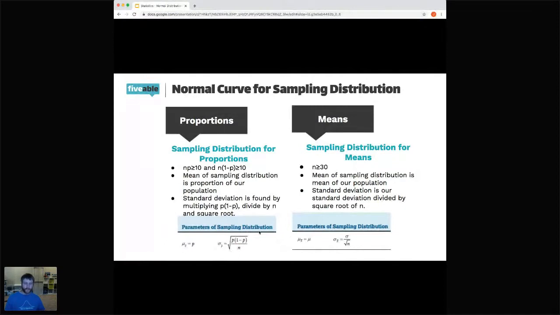Really, for sampling distributions, that's all you're calculating. For means, you take the mean you're given. That's your mean. You don't change that, the way you put it in your calculator as we did before. And then for your standard deviation, you take the standard deviation you're given and divide it by the square root of n. So notice the square root is only in the denominator on this one. It's over the whole thing on this one.